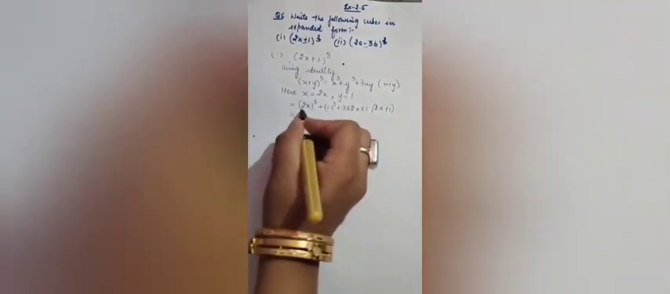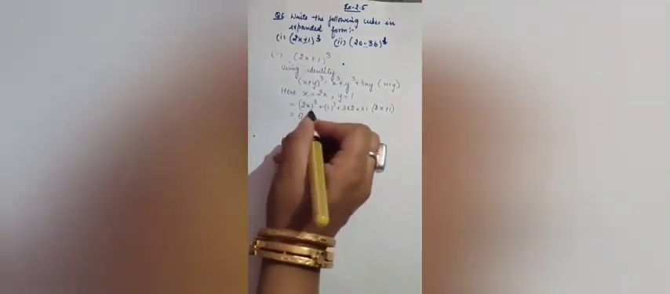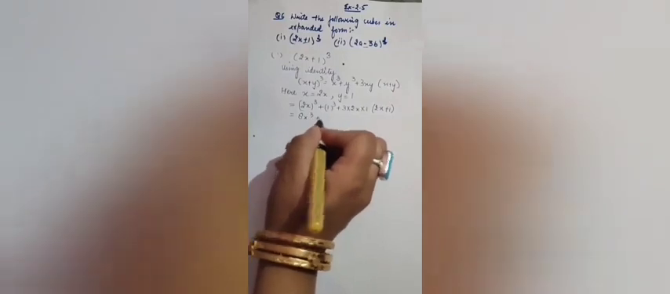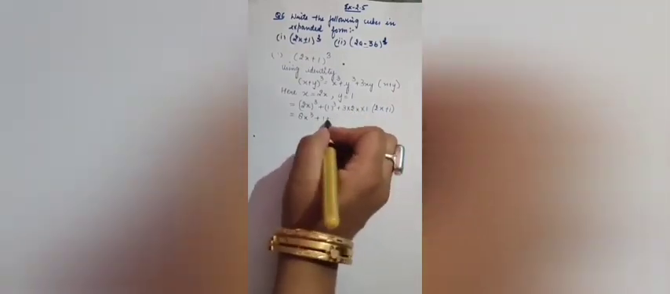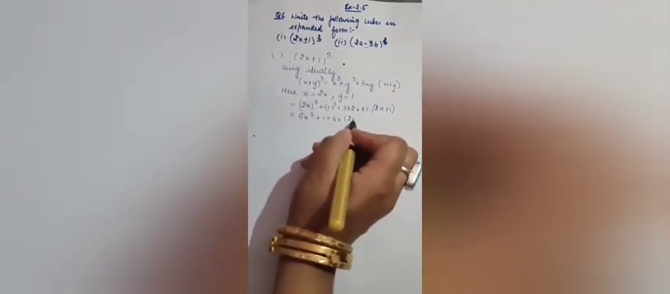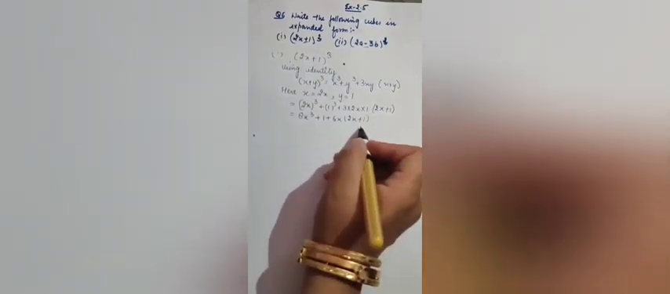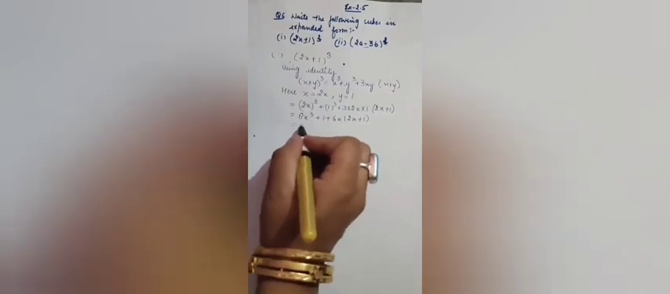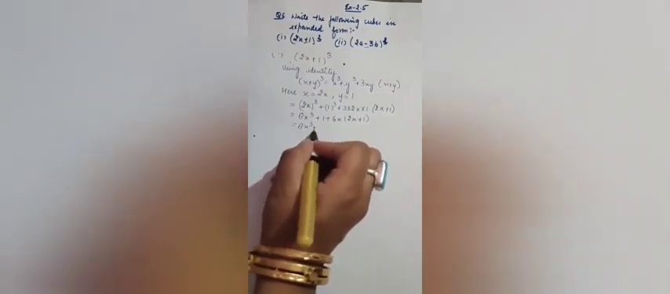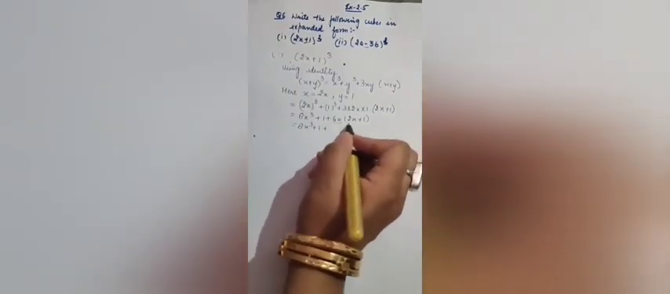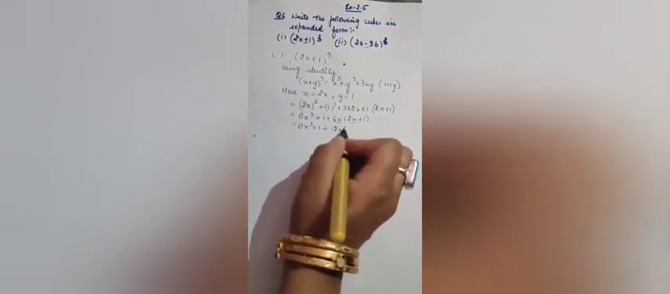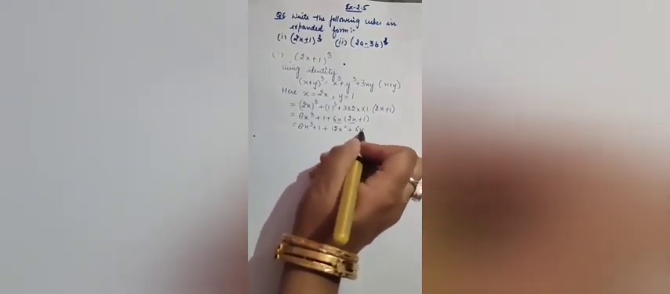Now what is the cube of 2 here? 2 cube will be 8. So x cube, 1 cube is 1 only. So 3 into 2 will be 6x, and this is as such. Why is 2x plus 1 as such? Because these two are unlike terms. Which terms? These two are unlike terms. So 8x cube plus 1, 6x into 2x will be 12x square, and 6x into 1 will be 6x.